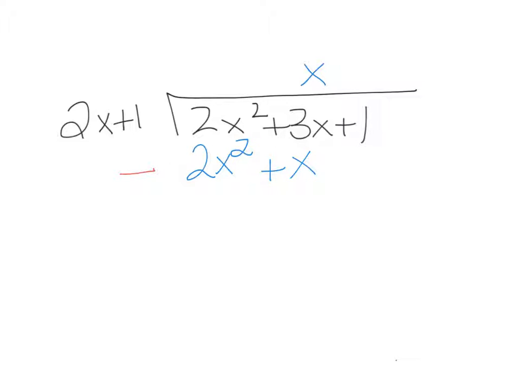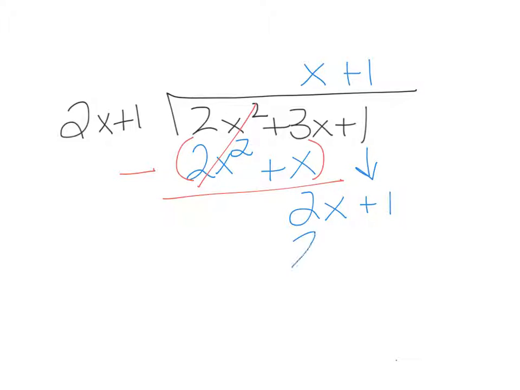Be careful, you are subtracting the entire quantity. So 2x squared minus 2x squared is nothing. 3x minus x is going to make a 2x. And then I'm going to drop down my plus 1. To make 2x look like 2x, you have to multiply by a 1. 2x times 1 is 2x, and 1 times 1 is 1.